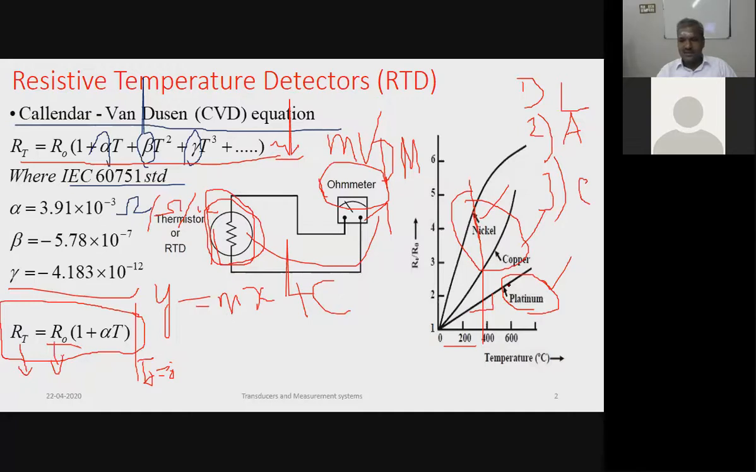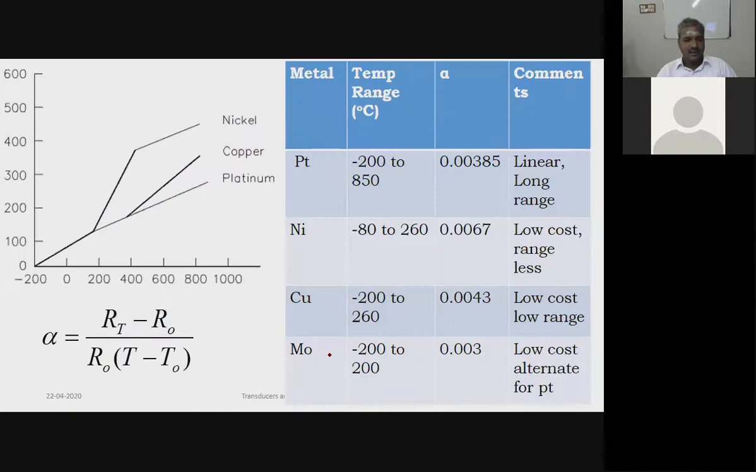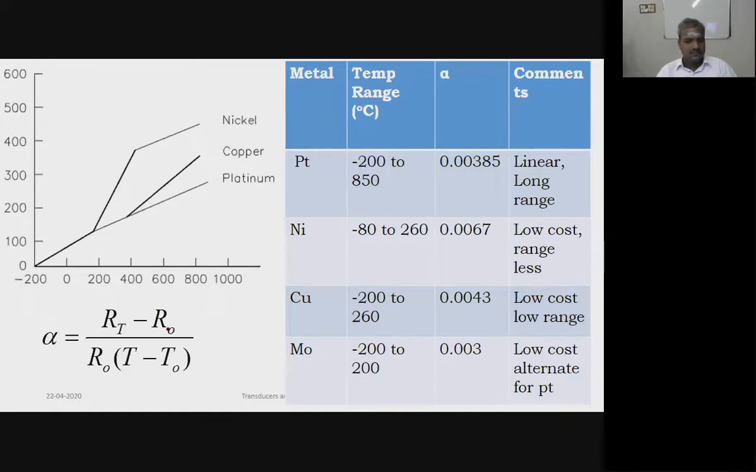Okay, so let us see the various metals and the range of metals. See the platinum metal, the temperature range of platinum PT100. So PT100. Why is it called PT100? The metal used to manufacture is platinum. 100 is 100 ohms at 0 degrees Celsius.